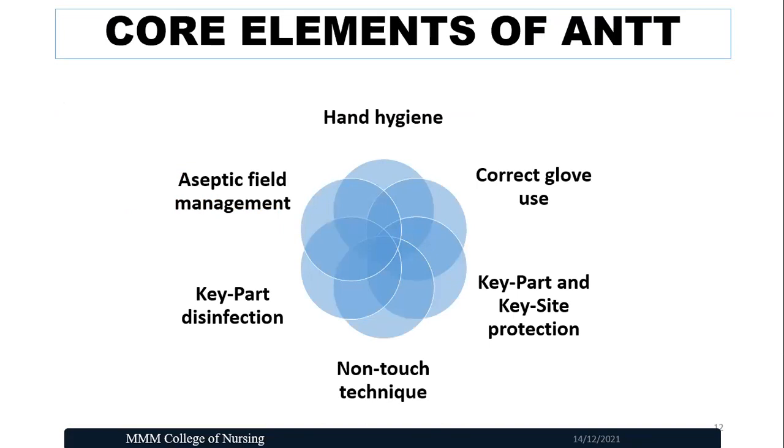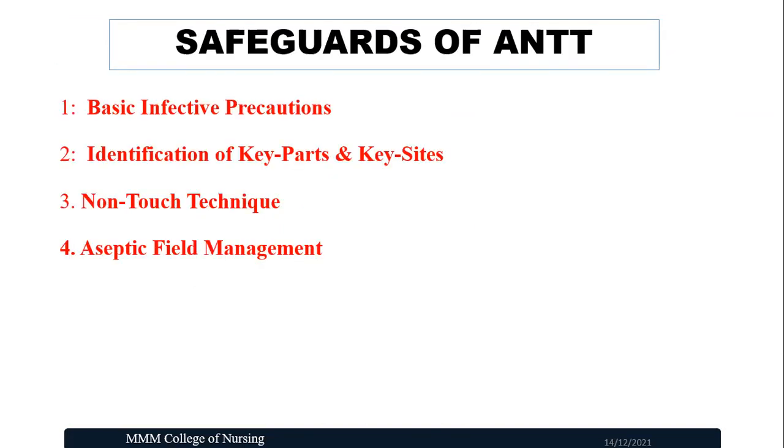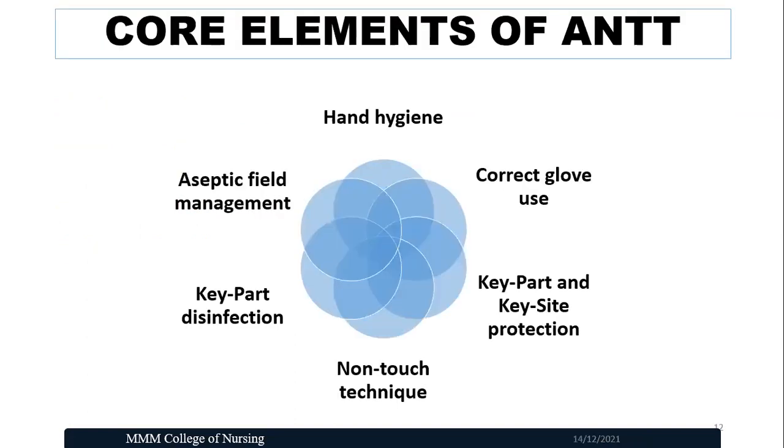Next, the fourth safeguard is aseptic field management, which means protecting the key parts and the key sites from the immediate procedure environment. That is, both the surgical and the standard ANTT require aseptic field management. These are the 4 clinical principles, 2 clinical management principles and 4 safeguards of ANTT. And these principles play a major role in practicing the ANTT. When we understand these principles, it becomes very easy for us to understand the core elements of the ANTT.